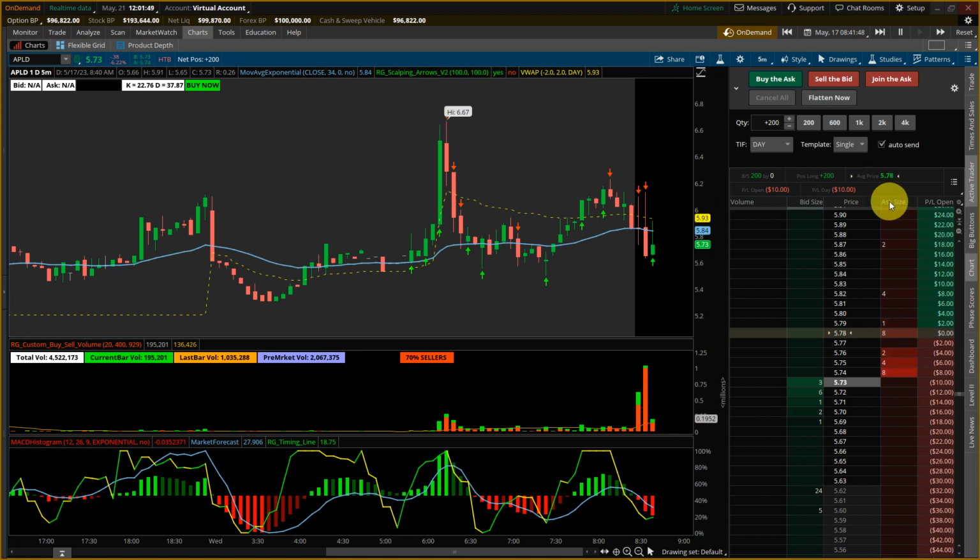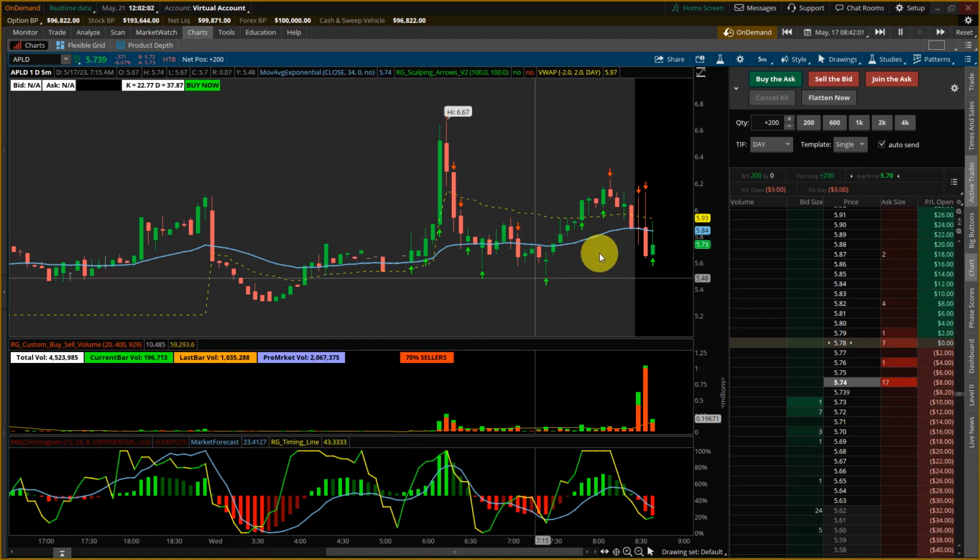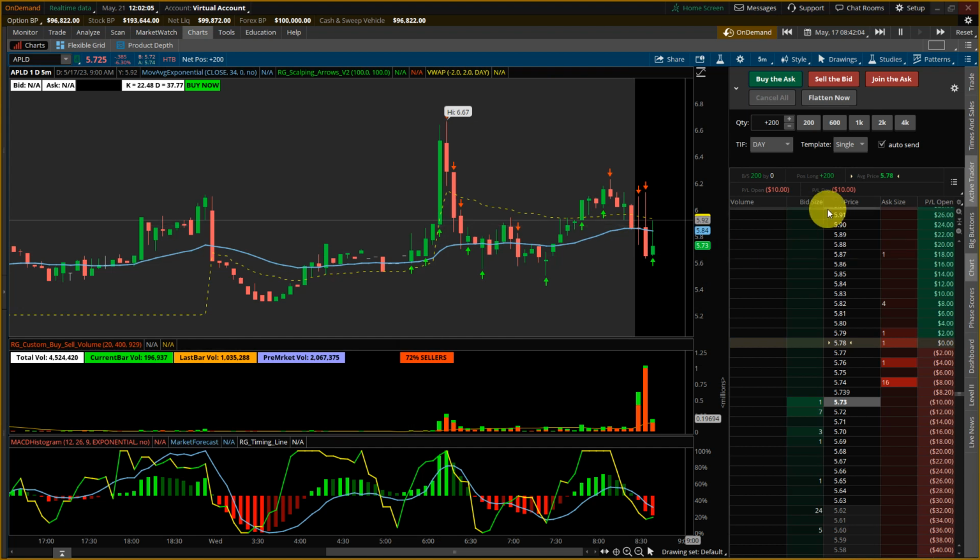This could be a little lengthy because I'm on a 5-minute chart, but I want to show you exactly what's going on. We have a buy now signal, but we have sellers still on board. Stock is holding its position, which is good.